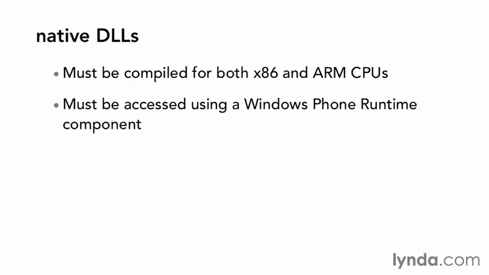If you're building a C++ main app that uses DirectX 3D, you can use your native DLLs directly just as you would in any other C++ environment. When you include a native DLL, you have to compile it for both x86 and ARM CPU architectures. That's because there are two different kinds of CPUs out there in the world running Windows Phone 8.